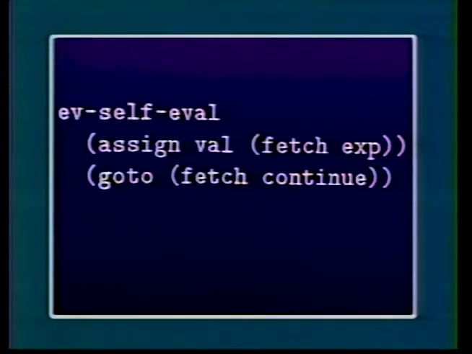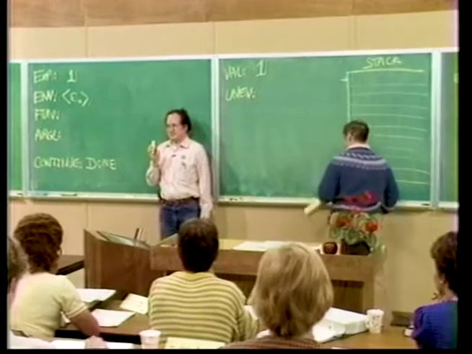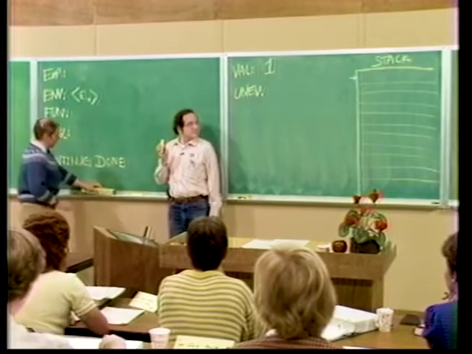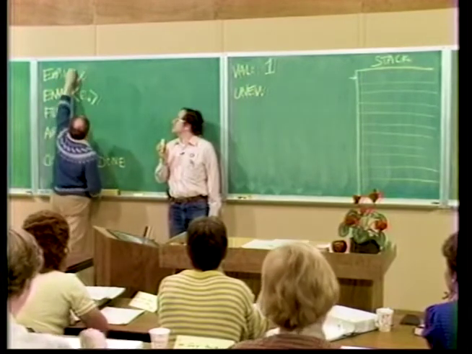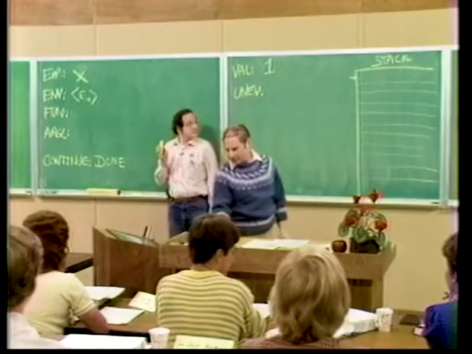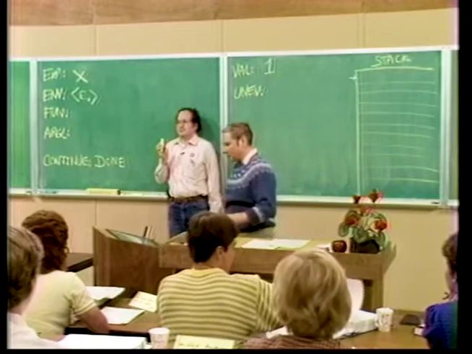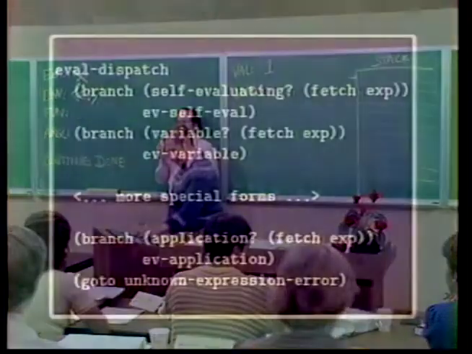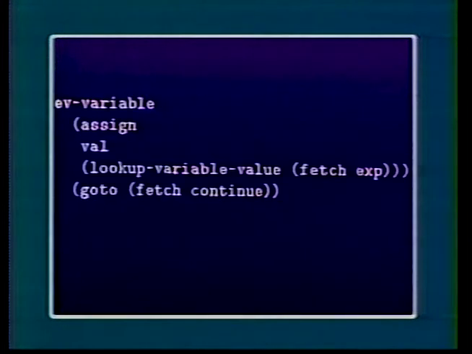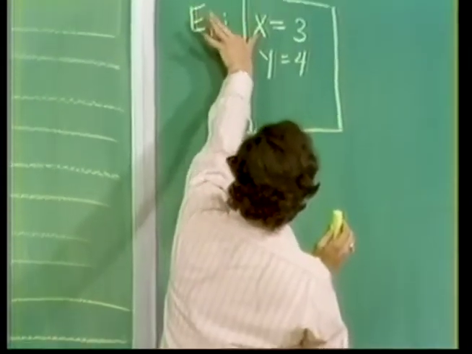Okay, let's try something harder. Let's reset the machine here, and we'll put in the expression register x. Start again at eval dispatch. Check, is it self-evaluating? No. Is it a variable? Yes. We go off to EV variable. It says, assign to val, look up the variable value in the expression register.